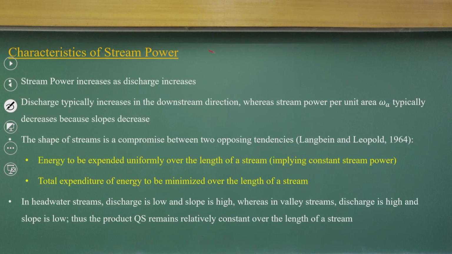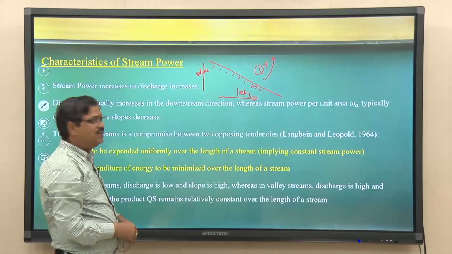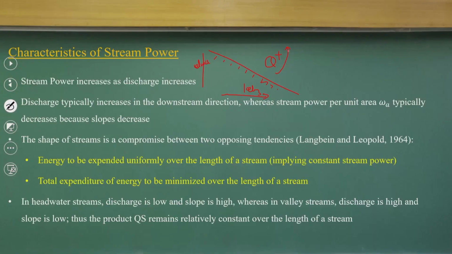take a river's longitudinal profile, where this is the length and this is the elevation. As we go more downstream, we expect that discharge will increase. In general, as you go downstream, you will have more increase of discharge. That will also facilitate increasing the stream power. That means the energy dissipation is much more necessary as you go further downstream.